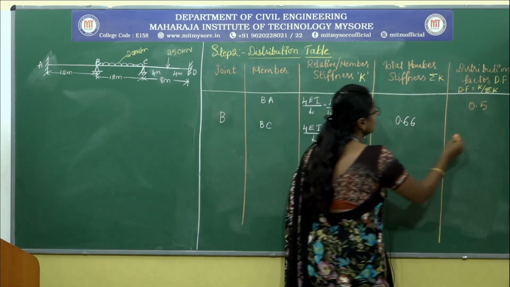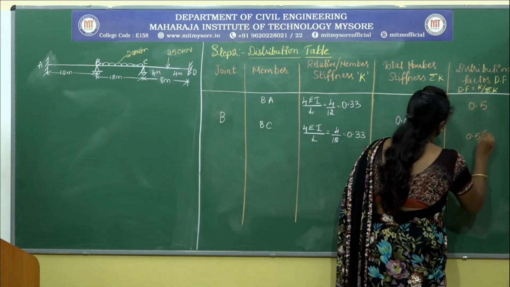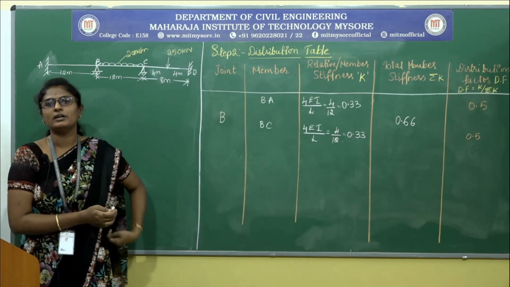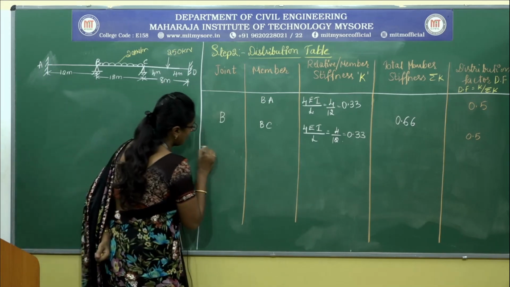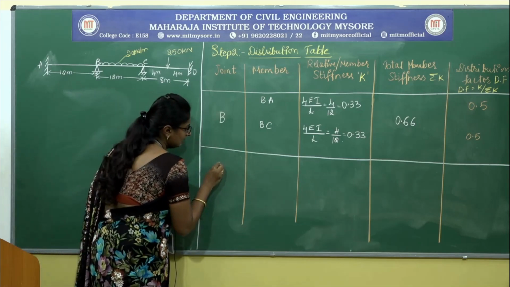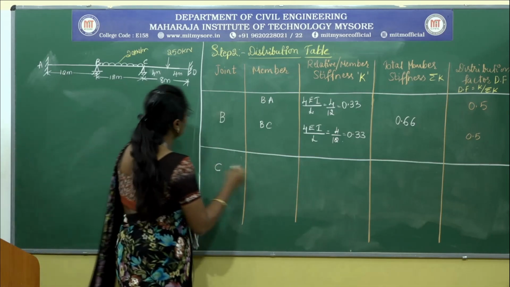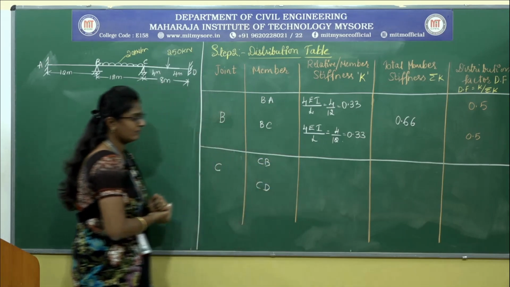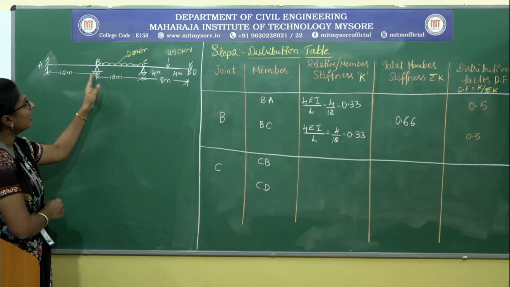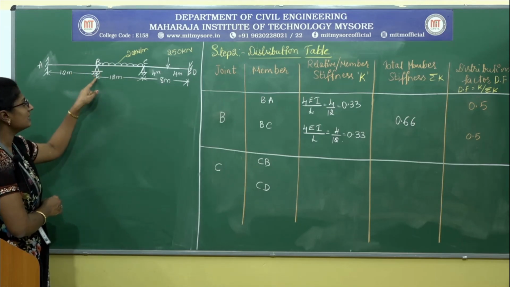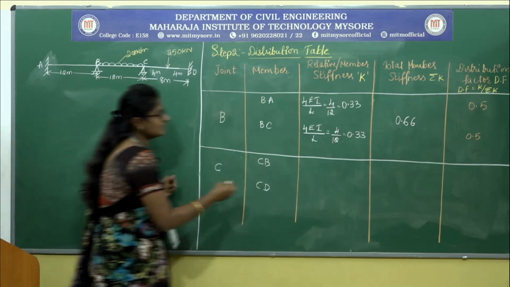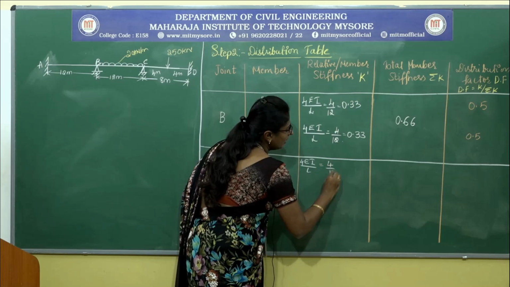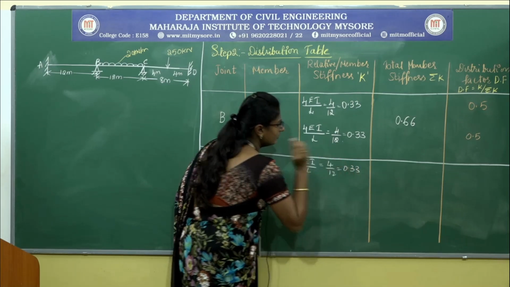Similarly, for span BC also we get it as 0.5. Okay, this is for joint B. Next, it is joint C. We have CB and CD. For CB, again, since B is the continuous support, we consider it as fixed. It is 4EI by L. L is 12, we get it as 0.33.